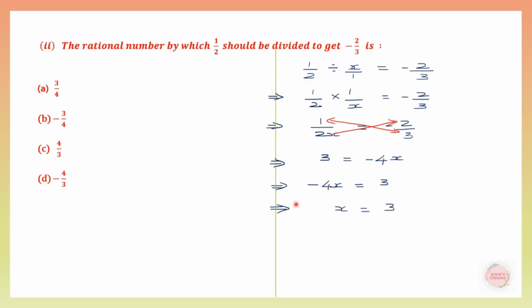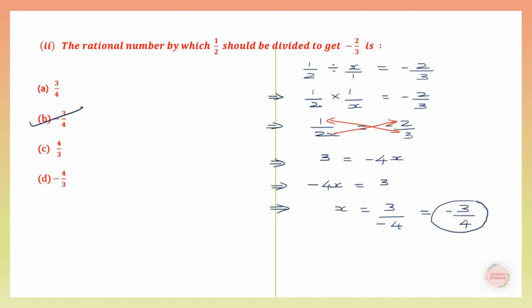Now here I have minus 4 into x. So I'm going to move minus 4 to the other side. Because it is multiplication, it's going to become division. So here I get minus 4. So what is my answer? My answer is 3 by minus 4 or minus 3 by 4. So this is my final answer. Now which option is this here? Minus 3 by 4, where do we have it? Here we have minus 3 by 4. So this is our answer, option B.